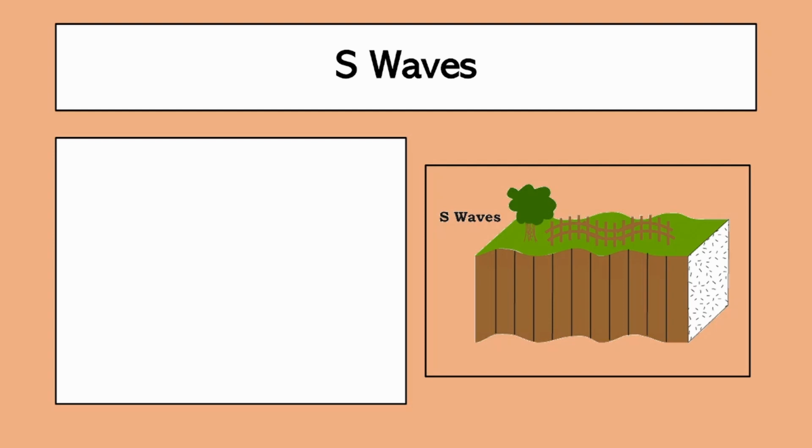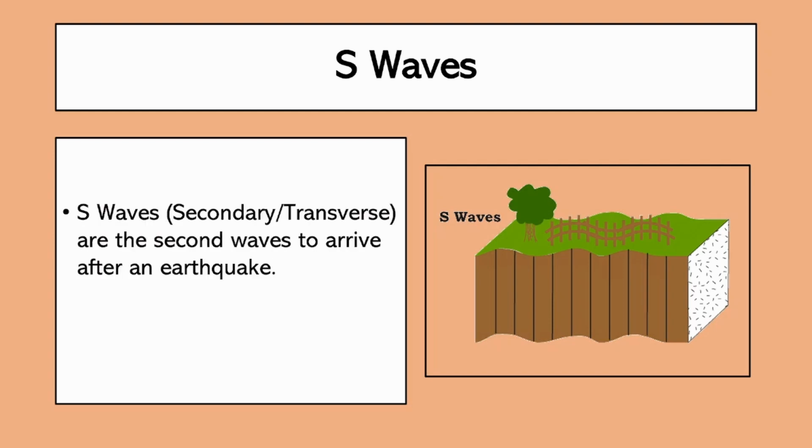Now, the second type of wave that earthquakes produce are called S waves. These are also called secondary or transverse waves, and they're the second waves to arrive after an earthquake hits. These are the more destructive of the two. So the P waves are just the initial ones that give you some tremors, but it's the S waves that are the ones that are more destructive.